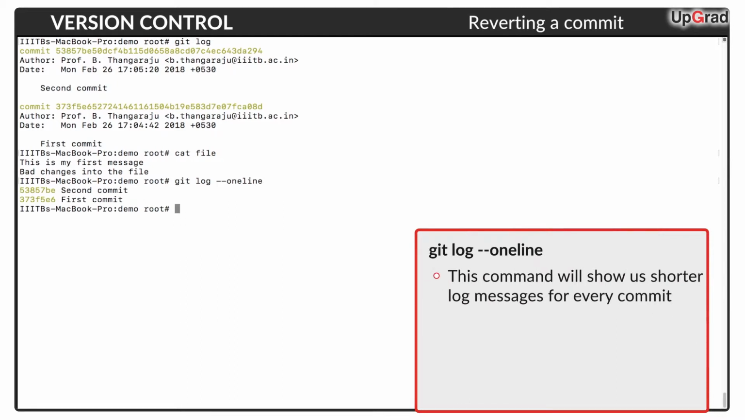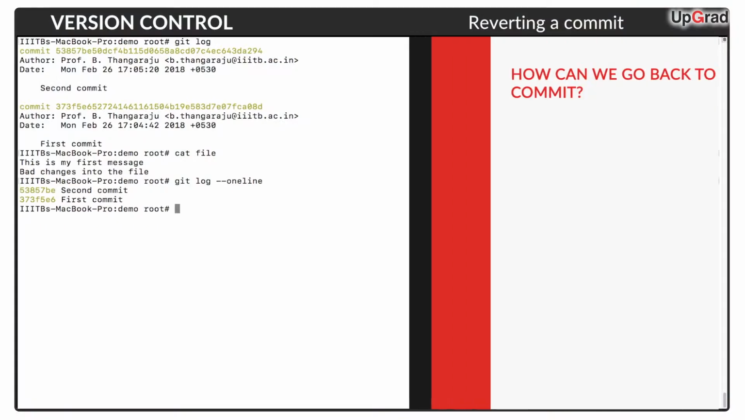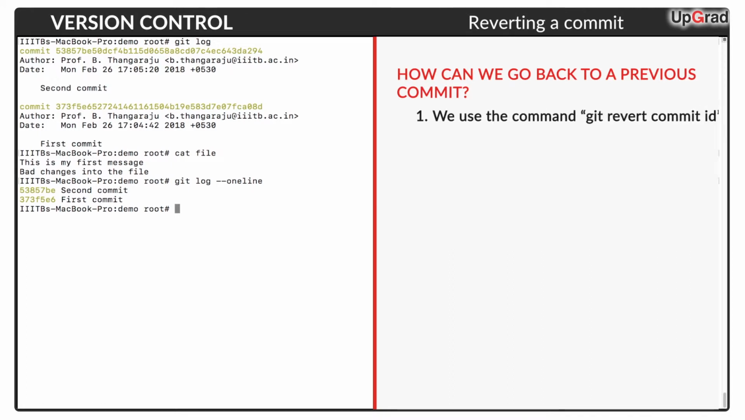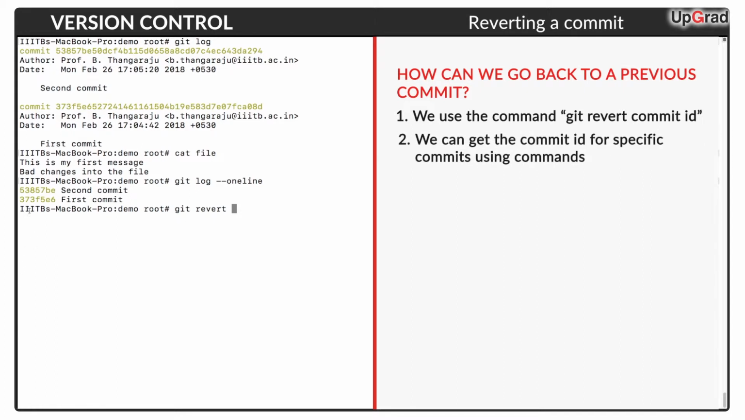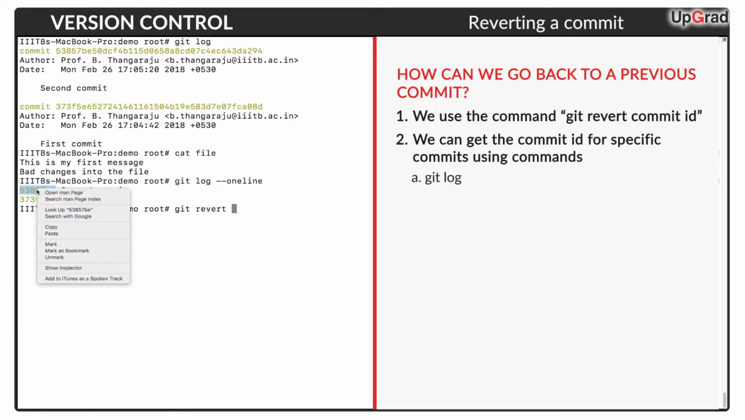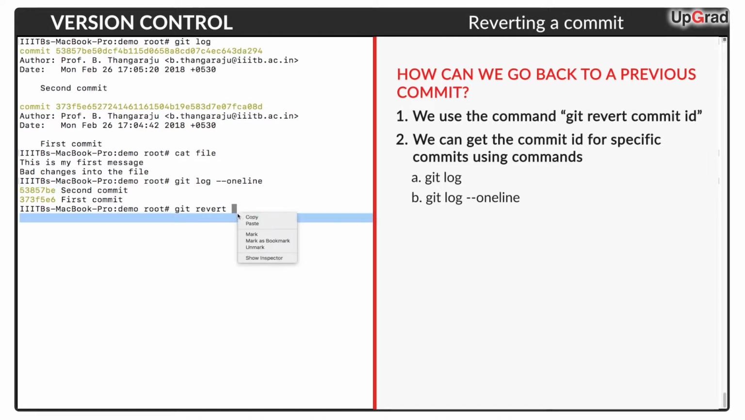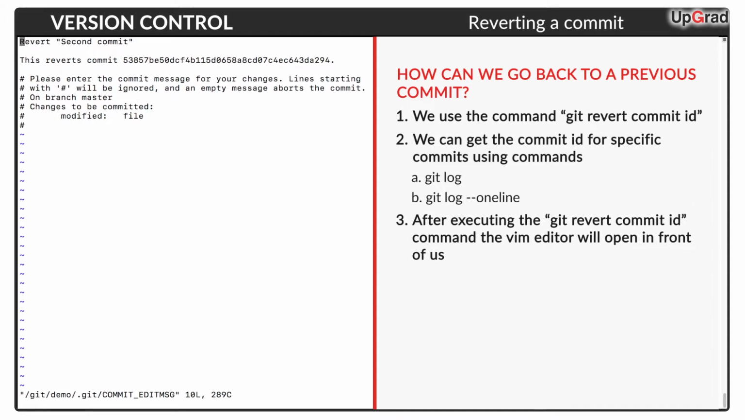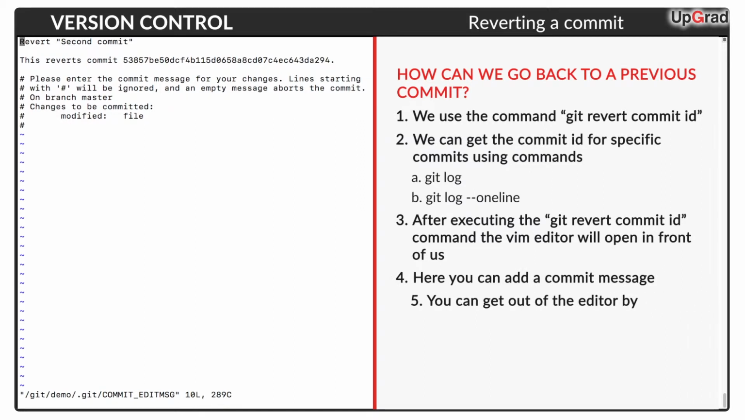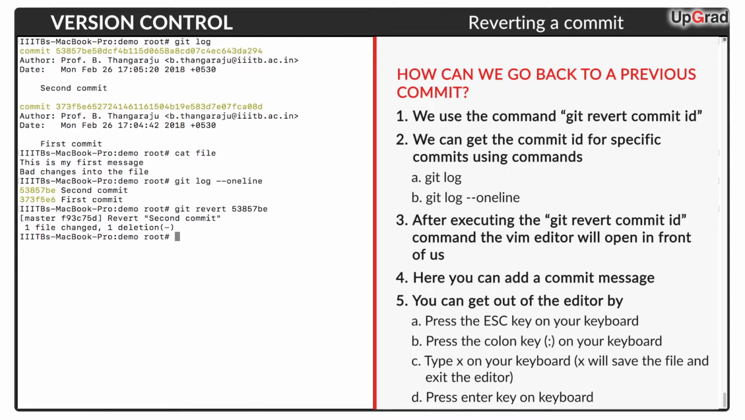I can check the file output, and git log --oneline will give the short log message. Now I have to go back to the previous commit, so I want to revert the second commit. How do I do that? I have to use the revert command, git revert, and I have to copy which commit I want to revert. This commit I want to revert. I just copy the commit ID and paste it here. It will open the Vim editor. If you want to add any comment for this revert, you can add it, otherwise you can just save the file and come out.